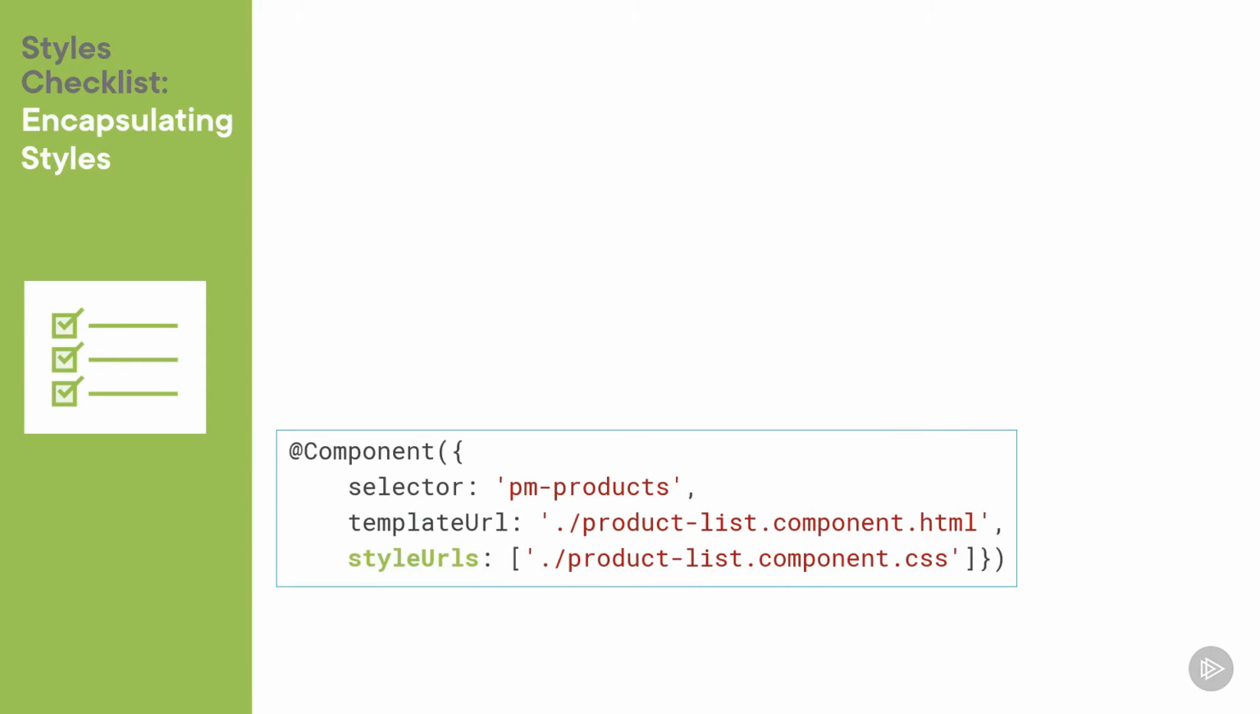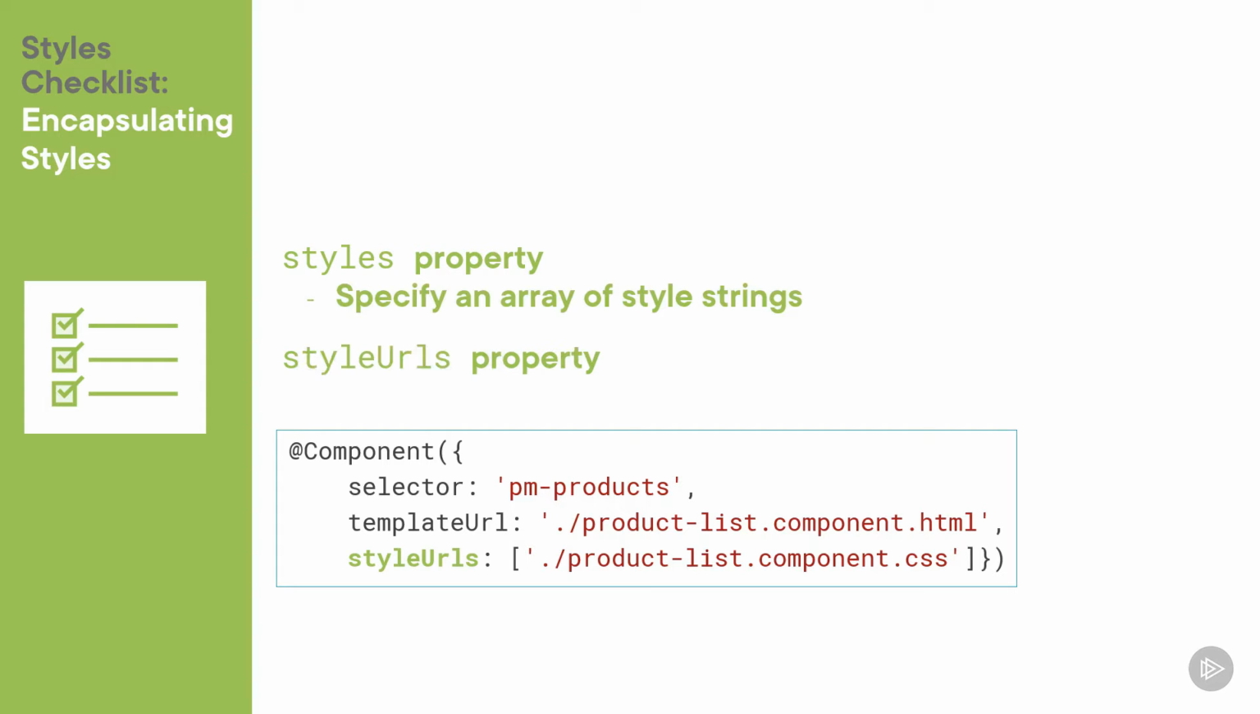We can encapsulate the styles for our component in the component itself. That way, the styles required for the component are associated with the component alone and don't leak into any other parts of the application. Use the styles property of the component decorator to specify the template styles as an array of strings. Use the style URLs property of the component decorator to identify an array of external stylesheet paths. The specified styles are then encapsulated in the component.